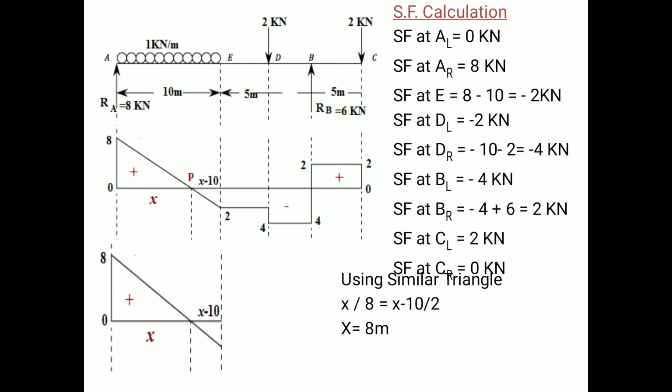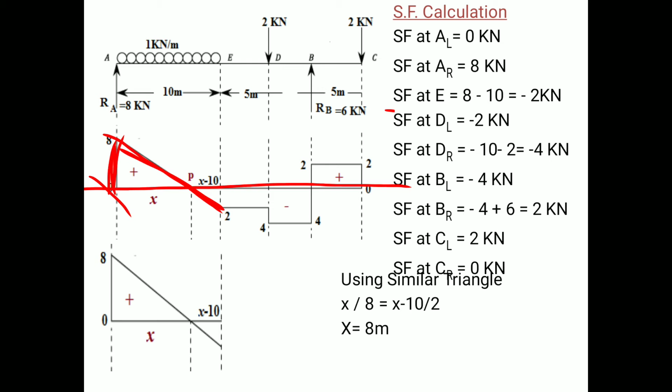At A we have 0 value, therefore it's a 0 line. We'll start from the 0 value. On the same point we have 8 kilonewton acting in upward direction, therefore 8 kilonewton will go up. From A to E we have a UDL, so in between this UDL we have to join it by an inclined line, therefore we have an inclined line.